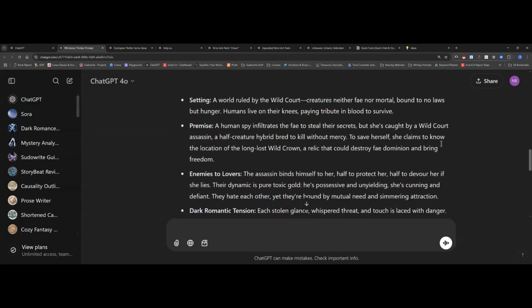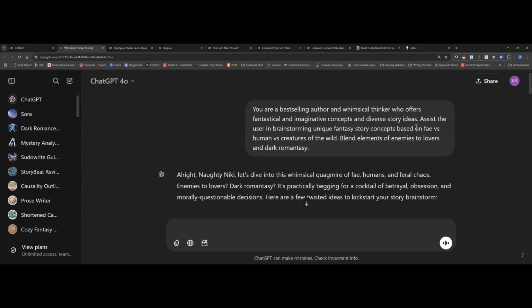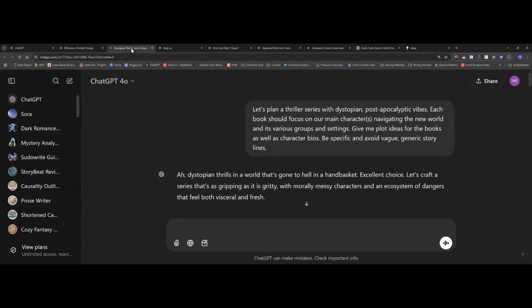So 4 ideas from that little prompt. And if you go back, you see we didn't actually tell it how many ideas to give. So you can also do that to be more specific. Let's look at our other one.